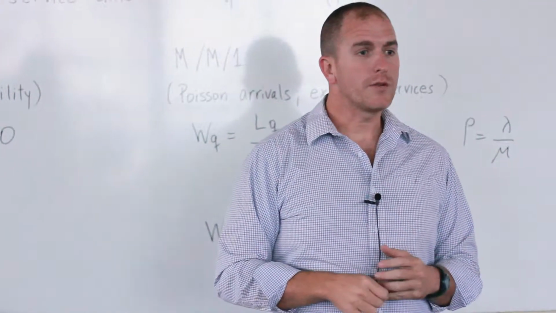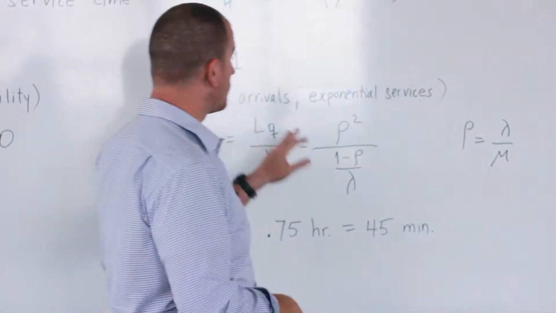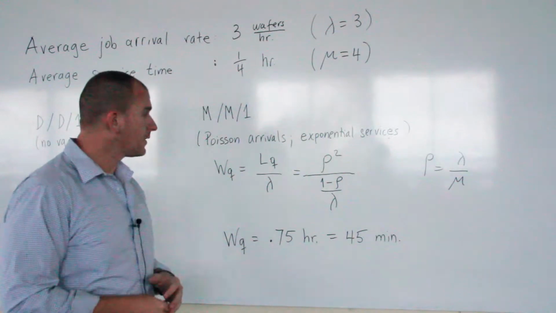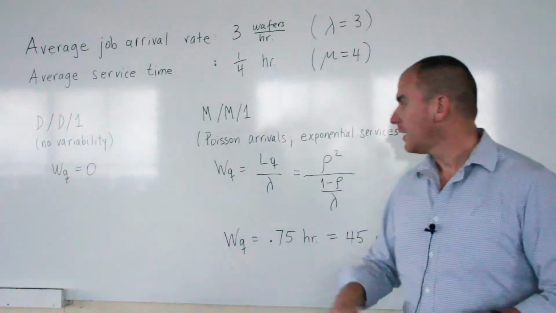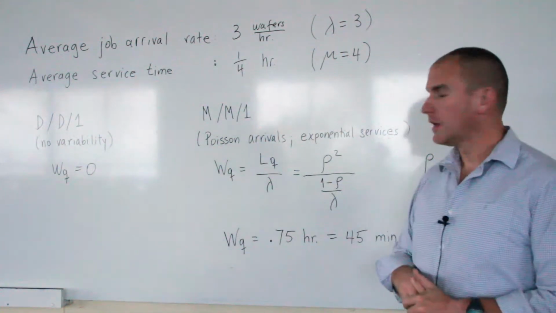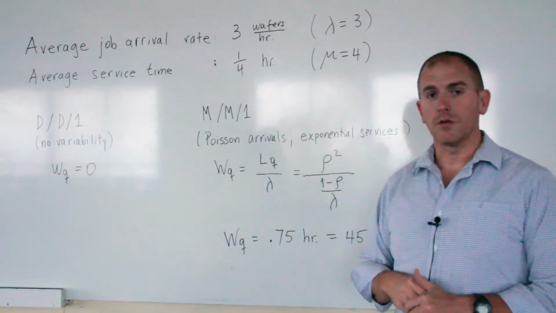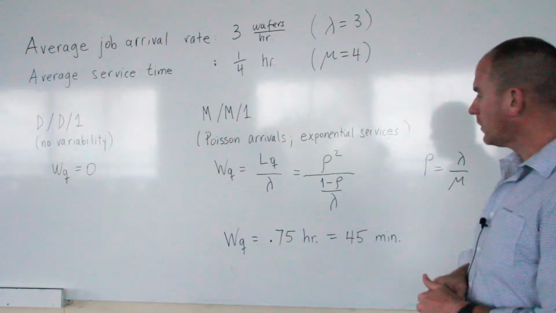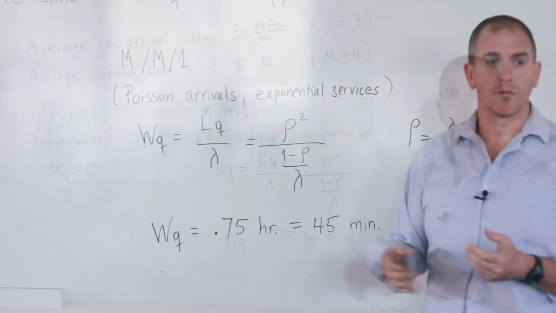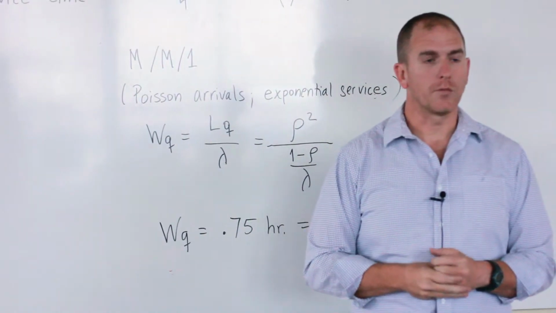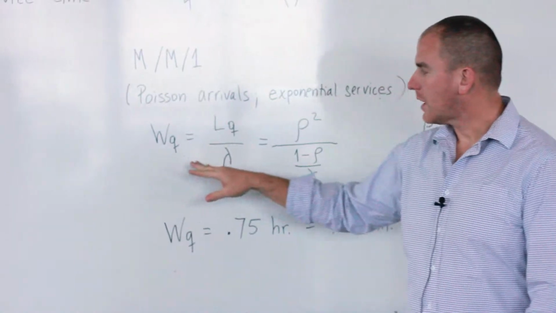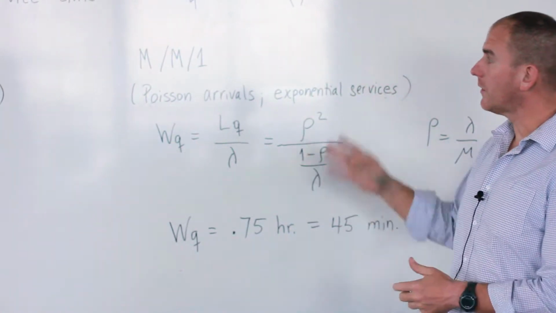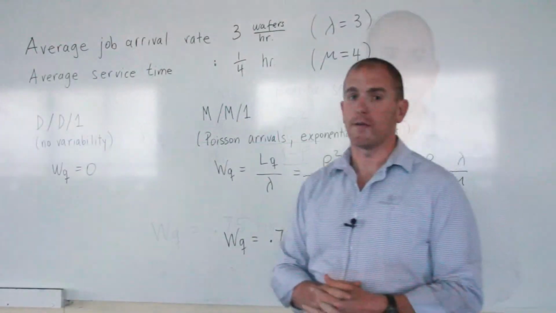Now, if we assume that there is variability in the system, and in particular if we assume that we have Poisson arrivals with exponential services, we know that the expected waiting time in the queue is given by this expression, where rho is the utilization of the machine, or lambda over mu, as shown here, and LQ is the average number of jobs waiting in the queue. So the waiting time in the queue is LQ divided by lambda, which is this expression. Plugging in our lambdas and mu's, we get 45 minutes.